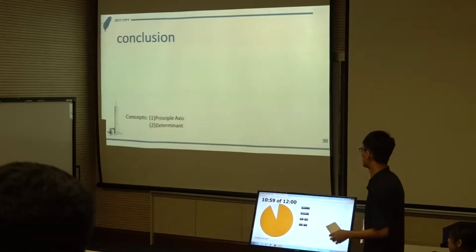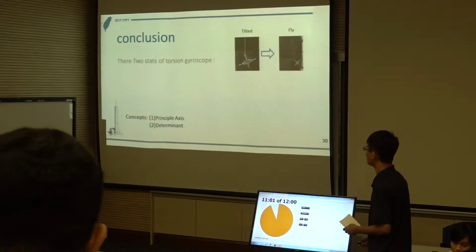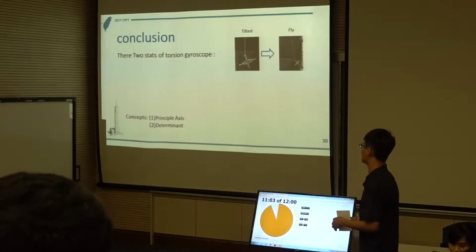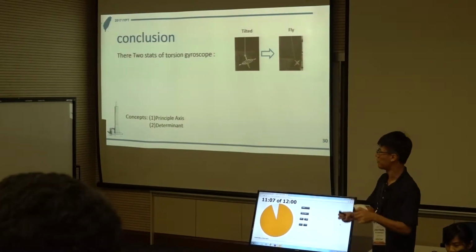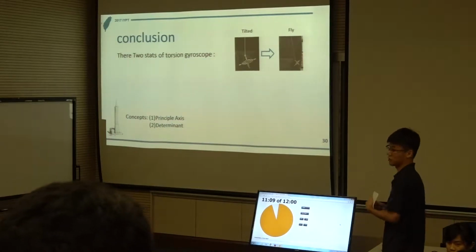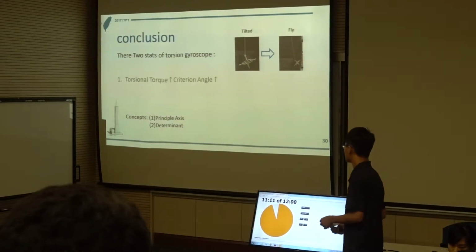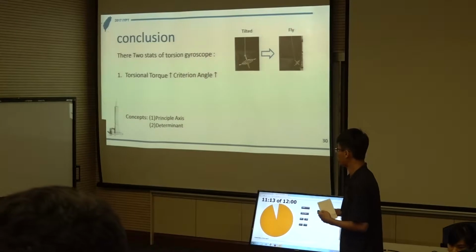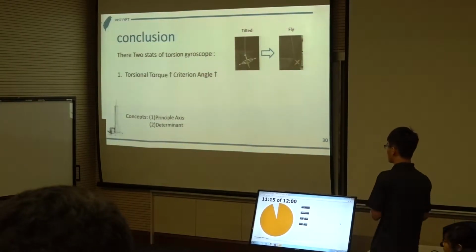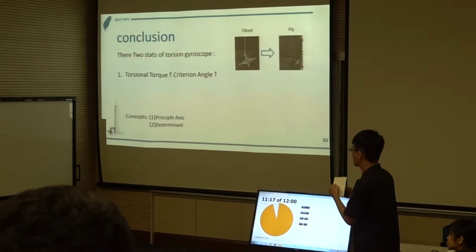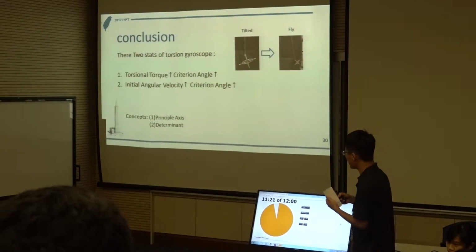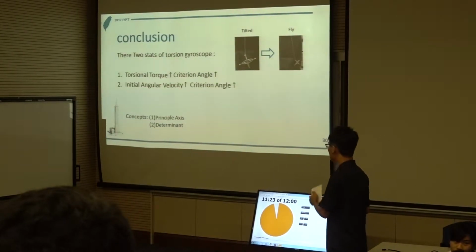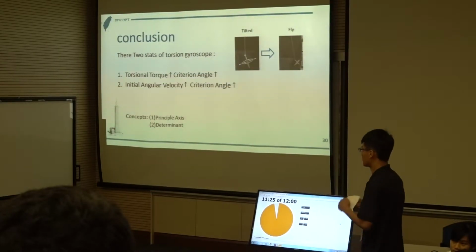And finally, I will come to the conclusion. First, there are two states of the torsion gyroscope, which will tilt and fly at the maximum angle, which we call the criterion angle. And second, from our preliminary research, we can see that when the torsional force becomes bigger, the criterion angle becomes bigger. And when the initial angular velocity becomes bigger, the criterion angle will also be bigger, because the torque causes this phenomenon.